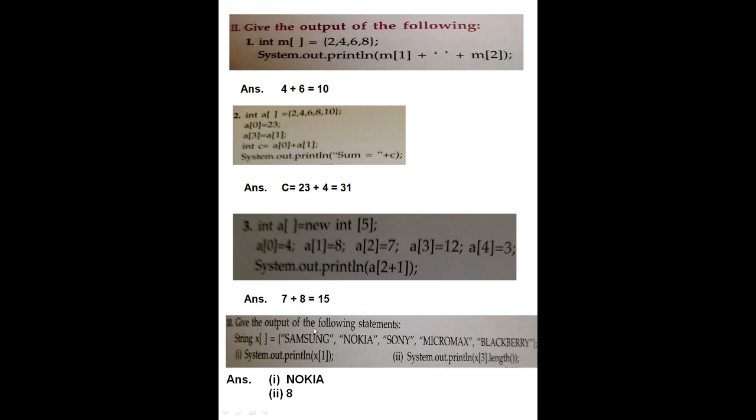Same way, next question: give the output of the following statement. String X. These are the strings 1, 2, 3, 4, 5. There are 5 here, but when we calculate, it will count 0, 1, 2, 3, 4. First, System.out.println(X[1]). It is X0, then X1. So the answer will be Nokia.